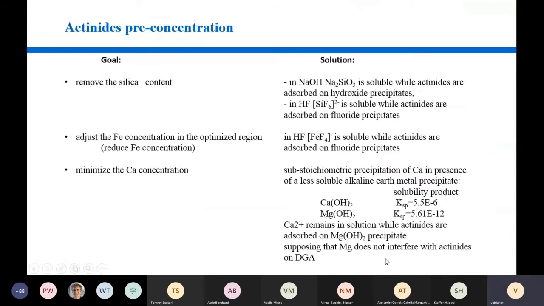So we found out that we will include some preconcentration steps in the procedure before the chromatographic separation. And our goal was to remove the silica content, to adjust the iron concentration in an optimized region, and to minimize the calcium concentration. To remove the silica, the sodium hydroxide fusion is an excellent tool because sodium silicate is soluble and it can be filtered off the system. If we add HF to the sample, silica will form soluble fluoride complex, which can be filtered also. The addition of HF helps to remove the iron as soluble iron fluoride complex.